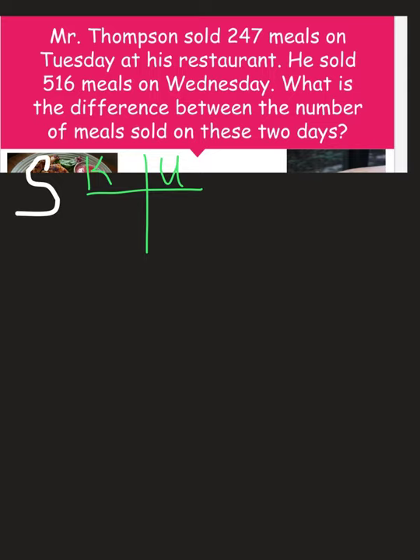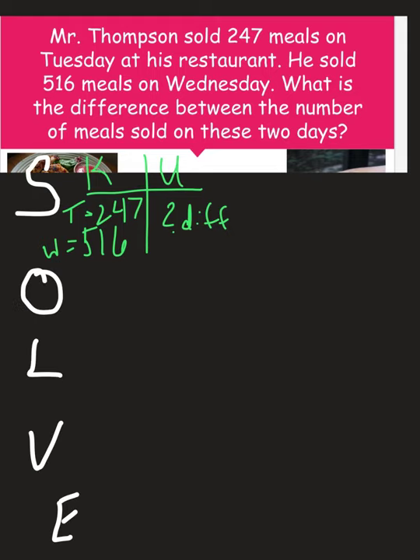So pretty simply, on Tuesday we know that he sold 247. Wednesday we know he sold 516, and we don't know the difference. Alright, so let's take our question. What is the difference between the number of meals sold on these 2 days? We'll go down to our verify section, turn it into a solution statement, and we're going to make it simple.